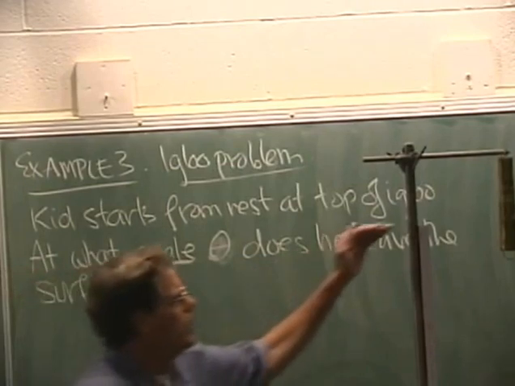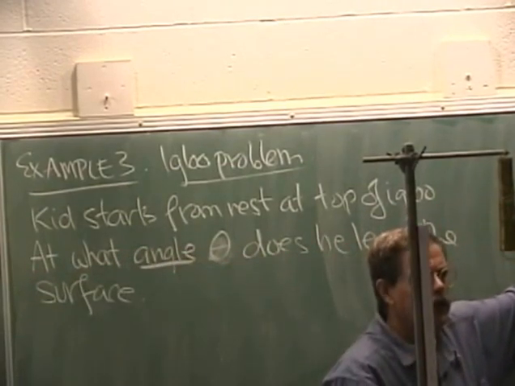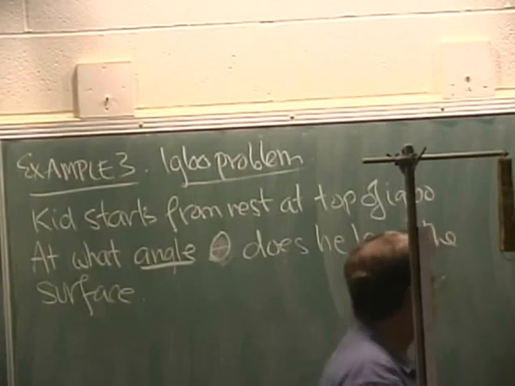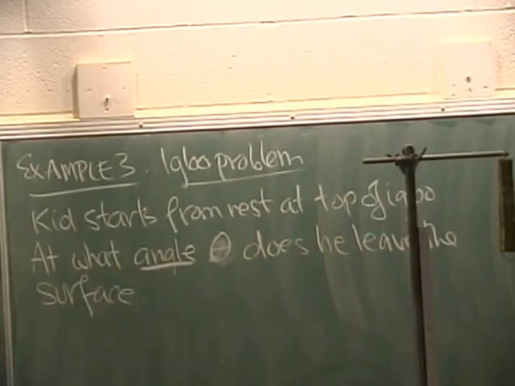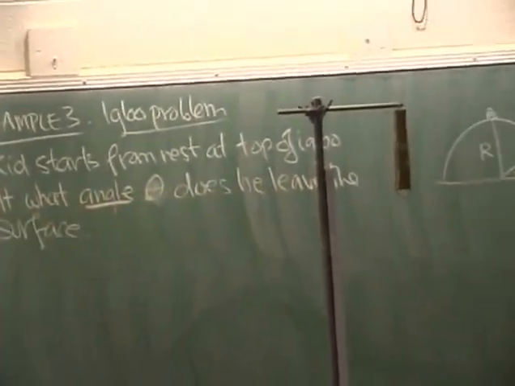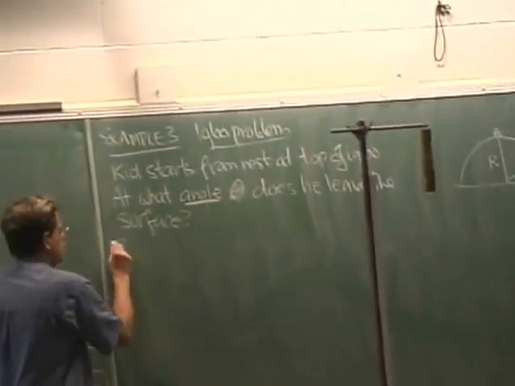You have a picture of that? So he's sliding down here, going faster and faster, and pretty soon he takes off, leaves the surface completely. I want to know, at what angle does he leave that surface? Let's say that the igloo has a radius r. So there's the question.